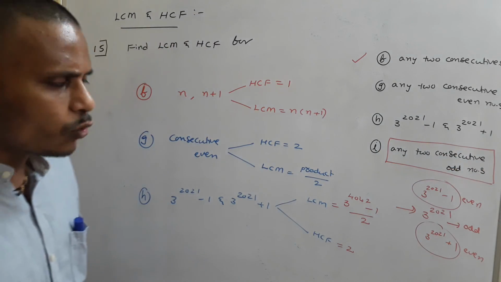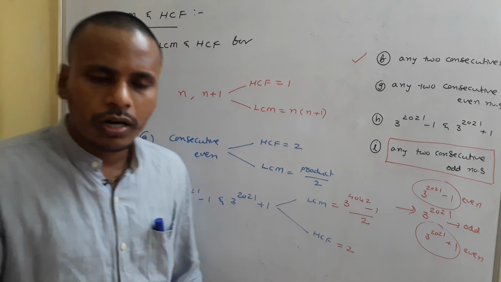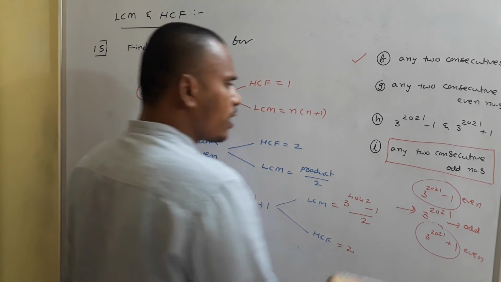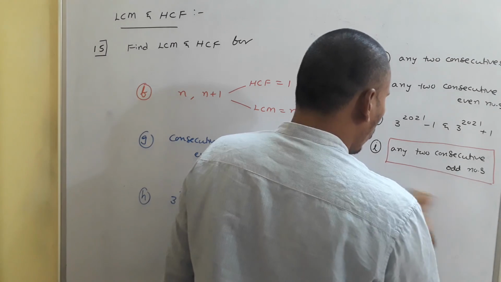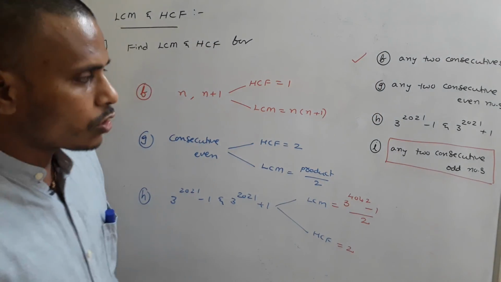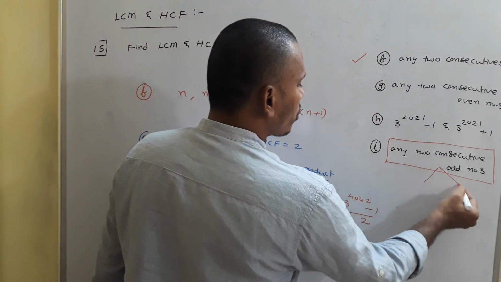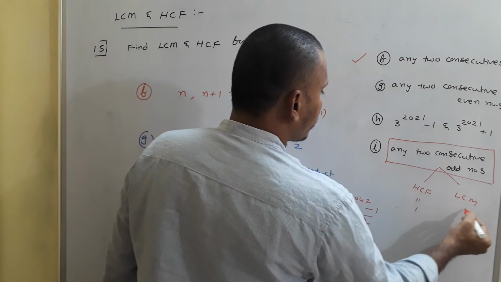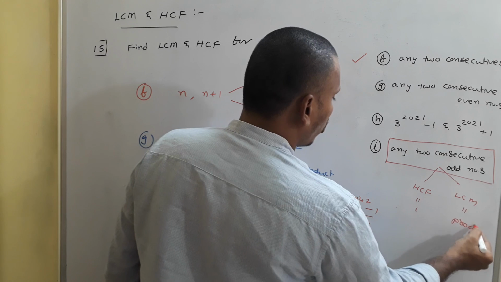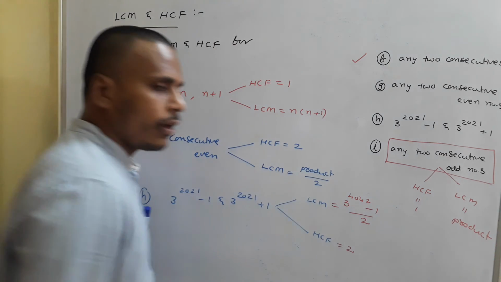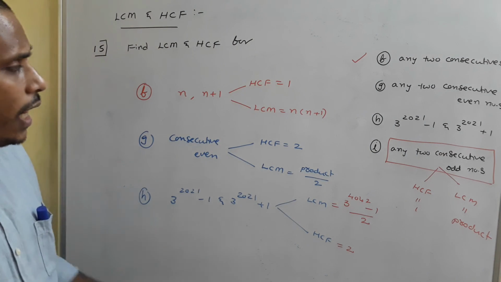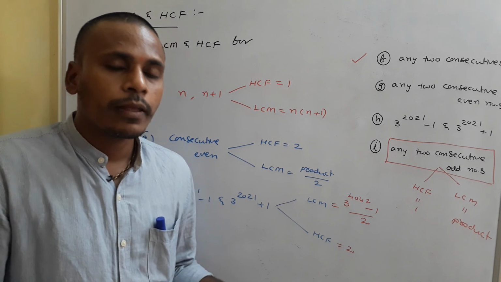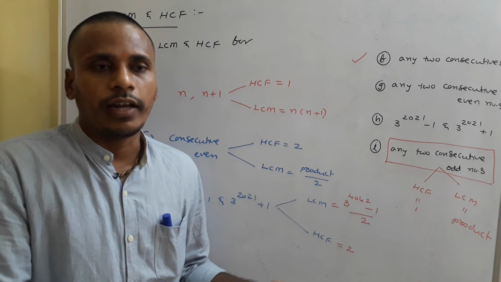See, you just take any two consecutive odd numbers. Since they are odd, 2 is also not a factor, and since they are consecutive, there is no possibility to get other factors. So clearly for any two consecutive odd numbers, HCF is 1, whereas LCM is the product of those numbers. Okay, you just observe this. Finding LCM and HCF for some special given numbers.